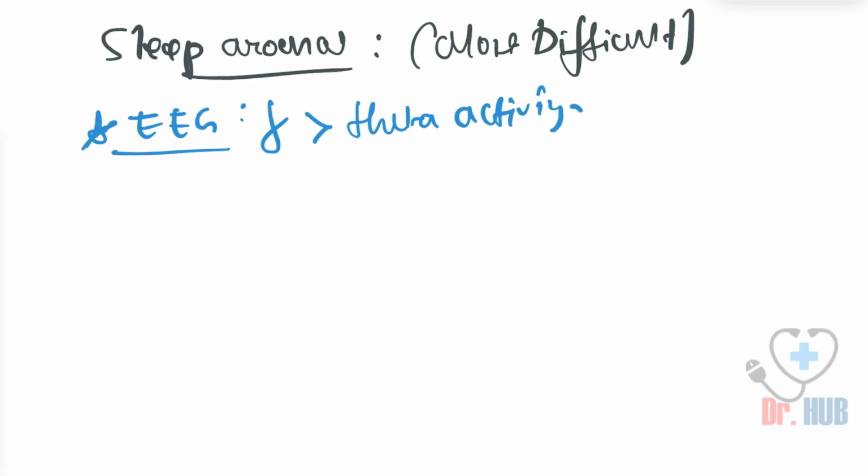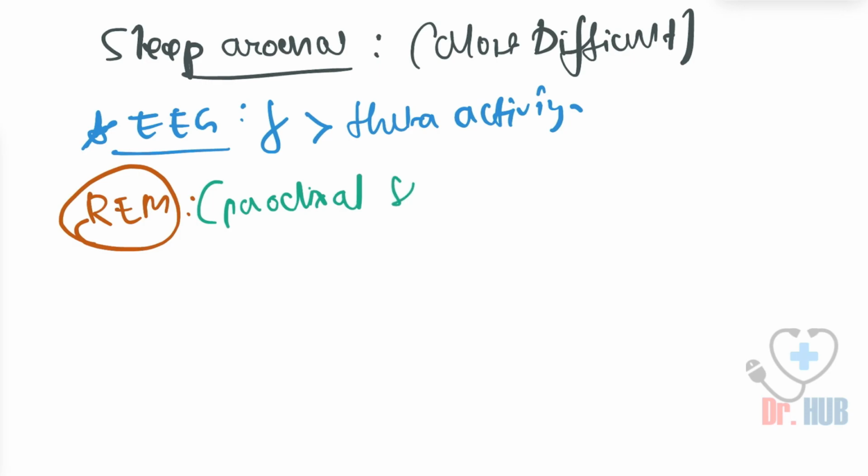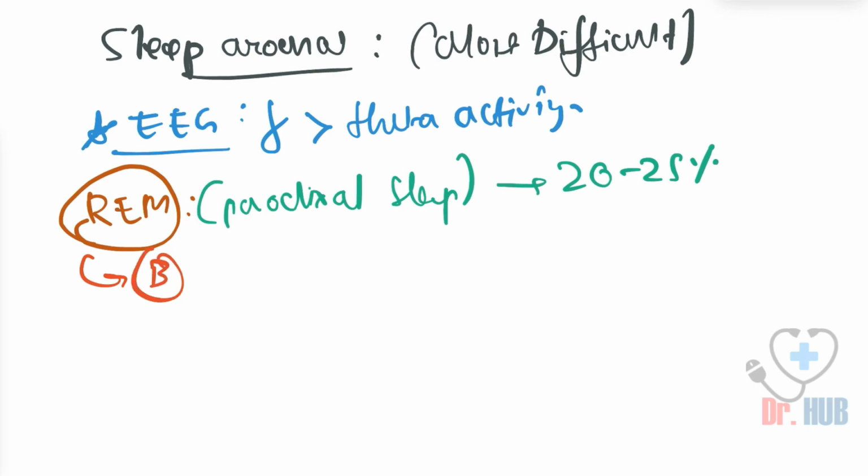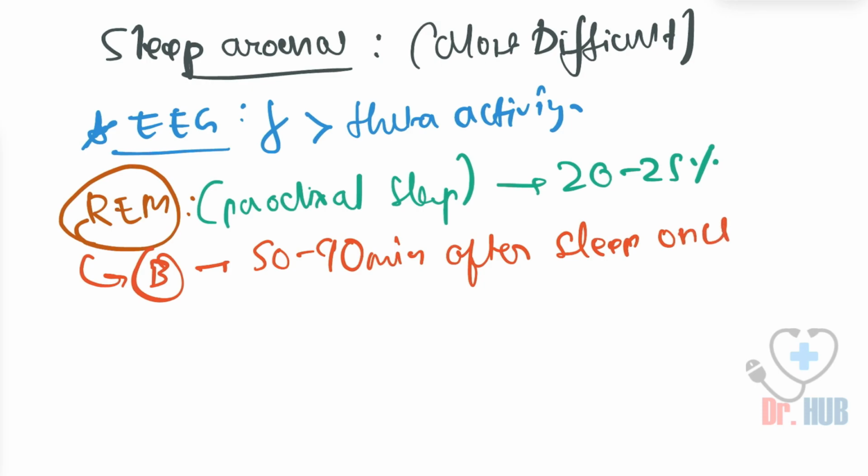Next, we move on to REM. REM is the paradoxical sleep, and it involves about 20 to 25% of sleep. What is the behavior of this patient? It occurs about 50 to 90 minutes after sleep onset.